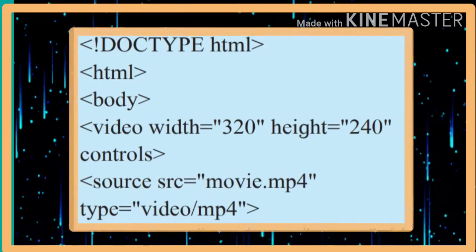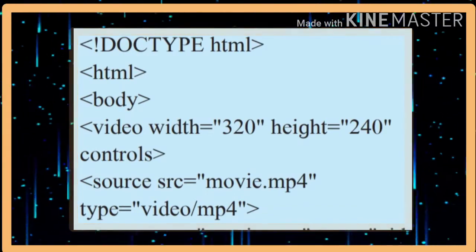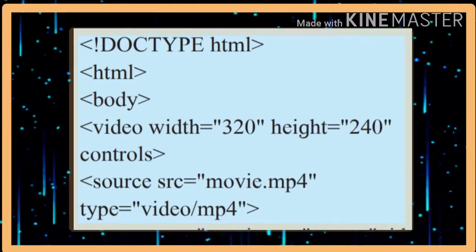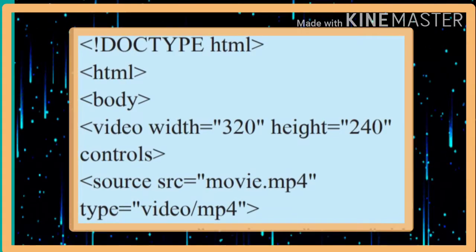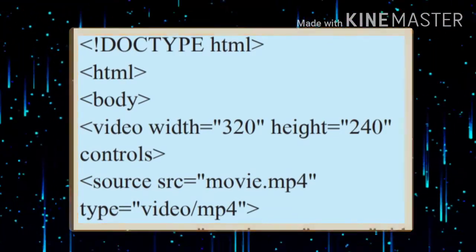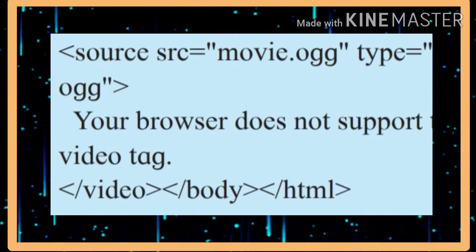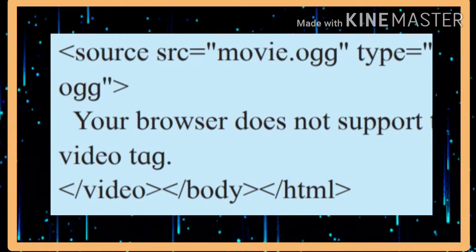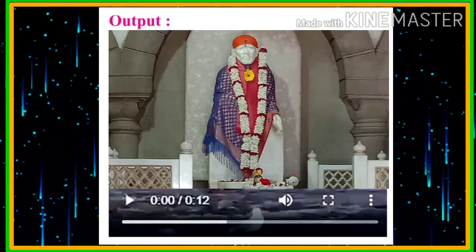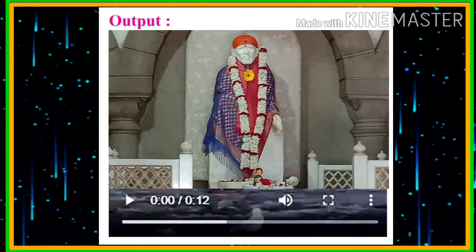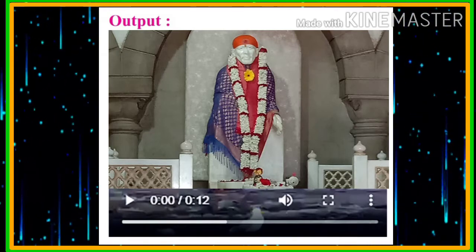In this example, we are using the video tag with three attributes: width, height, and controls. Also, we are using two videos by using two source tags with the help of the src attribute. Write both source tags in between the open video and close video tag. Now save the program, run it on the browser and see the output. The output shows the video.